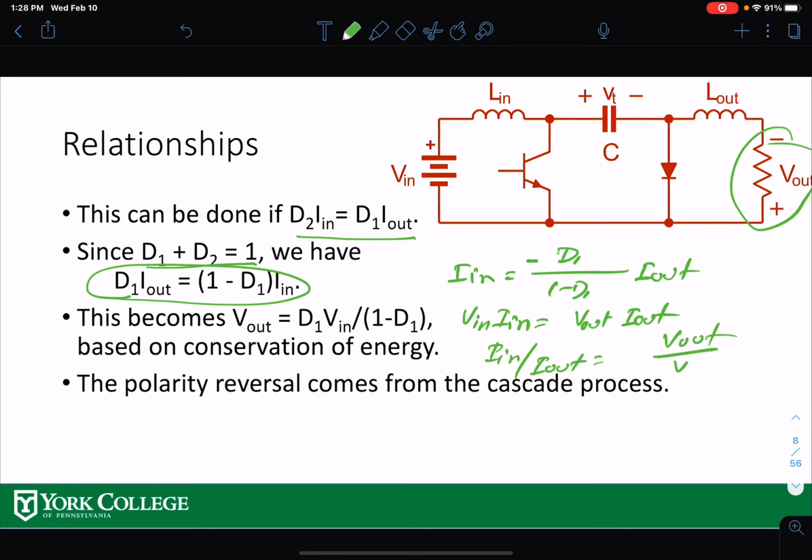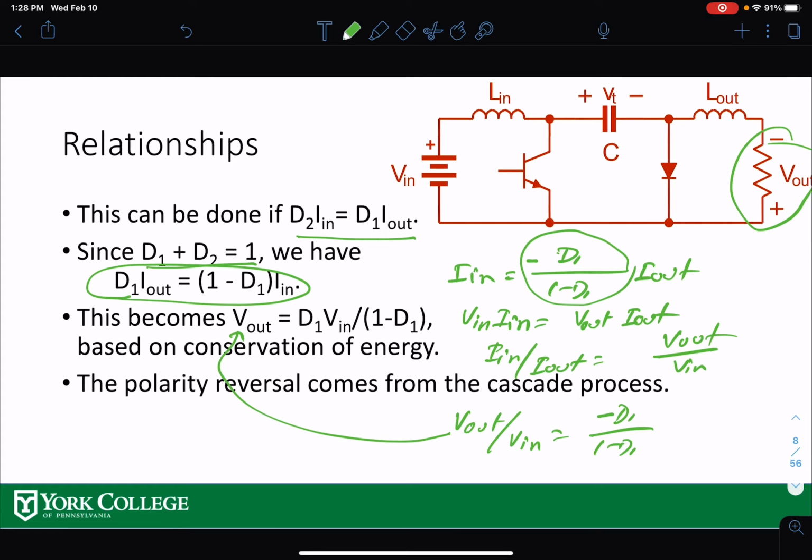V out over V in, right? So that means this ratio over here is also what? V out over V in. So V out over V in is also negative D1 over 1 minus D1. So that will lead to this equation right here.